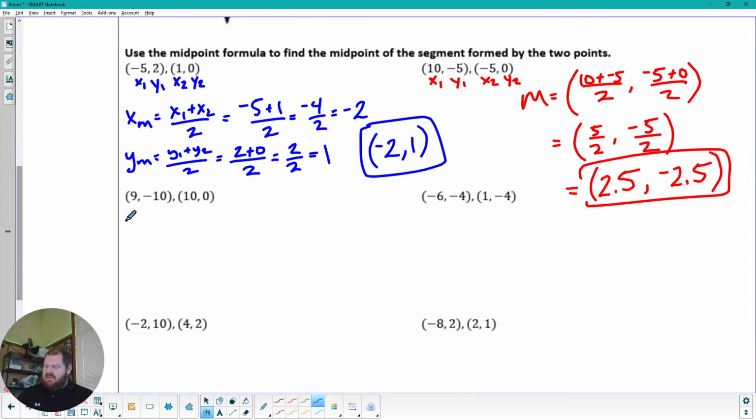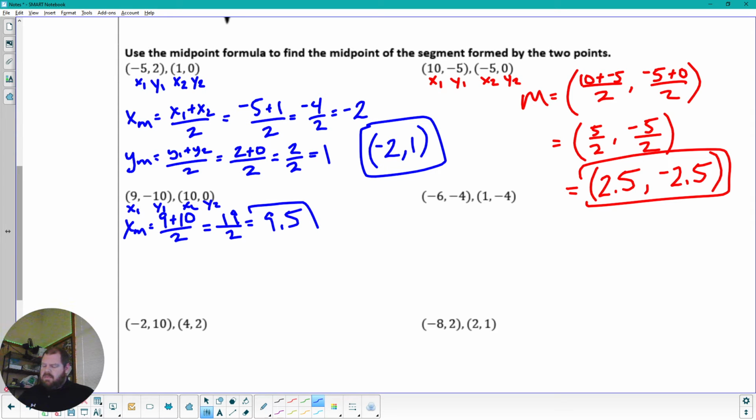The next one, I'm going to do it this way just to show a difference of how you can organize it. We've got x1, y1, x2, y2, so we've got 9 plus 10. Okay, it's going to bug me if I don't label them. So I'll label them. I'm weird like that. 9 plus 10 is 19, which 19 divided by 2, I believe, is 9.5.